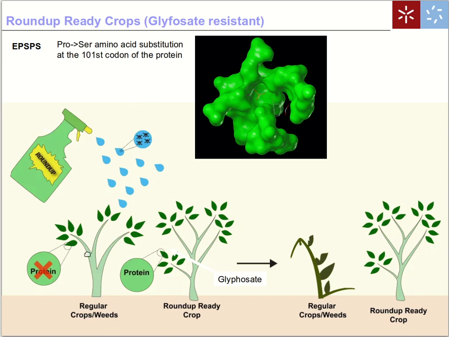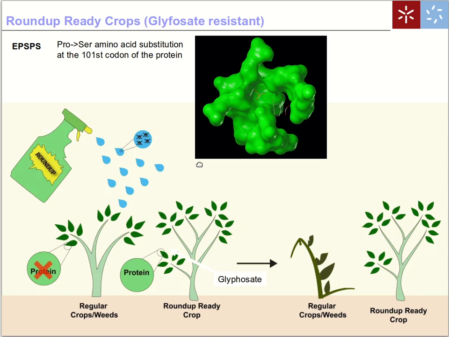This means that we can genetically engineer plants with this modified enzyme and then grow and spray this Roundup that normally would kill plants, and we kill all regular plants, weeds, but our Roundup Ready crop survives. This works all very well.